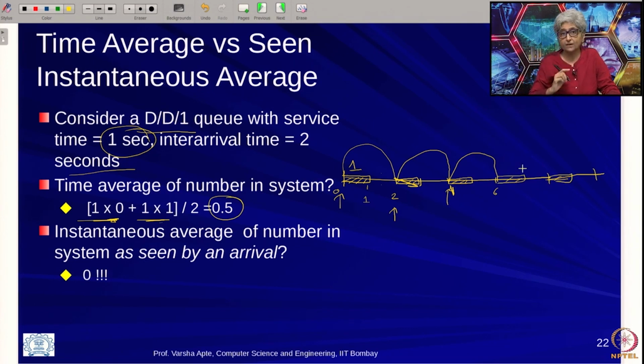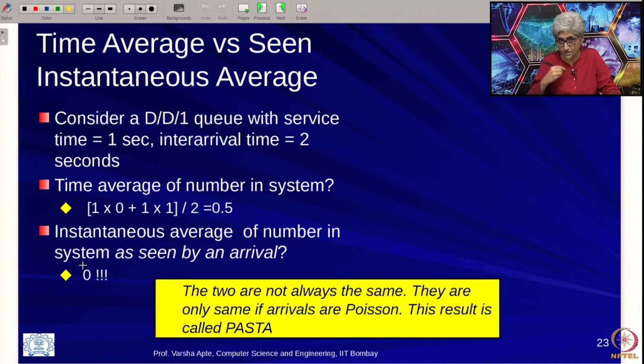Okay. But what is it that is seen by arrivals? What does this request see? It sees 0 customers. What does this request see? It sees 0, here also 0, here also 0. So, every arriving request always sees 0 in the system. Okay. So, the time average and the instantaneous average as seen by an arrival are not the same, and they are only the same if the arrivals are Poisson, and this result is called PASTA.